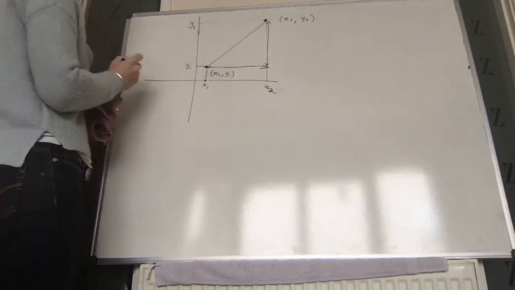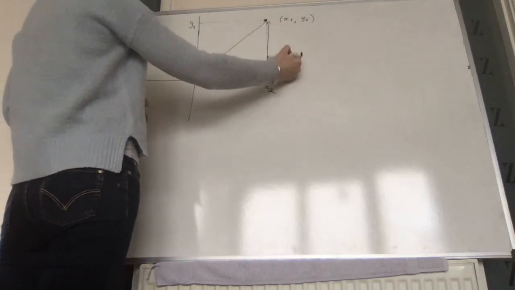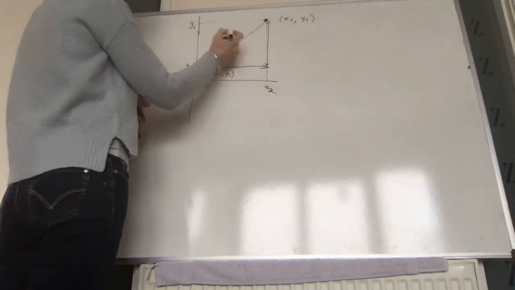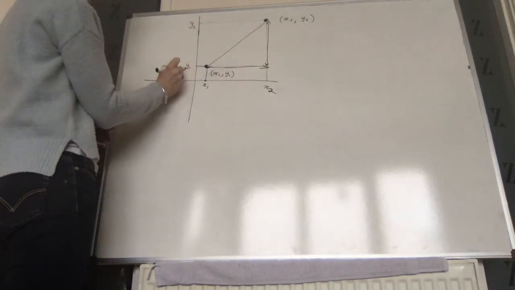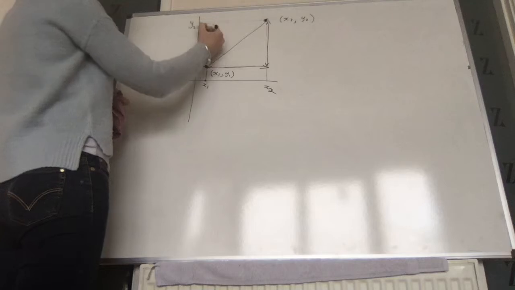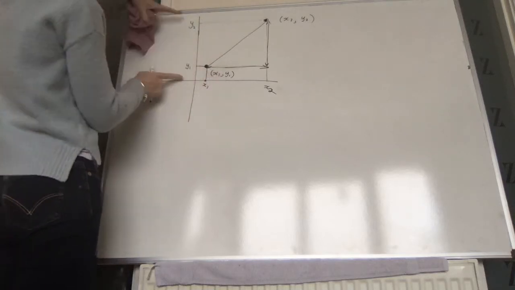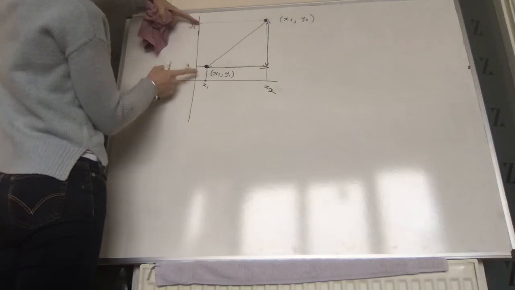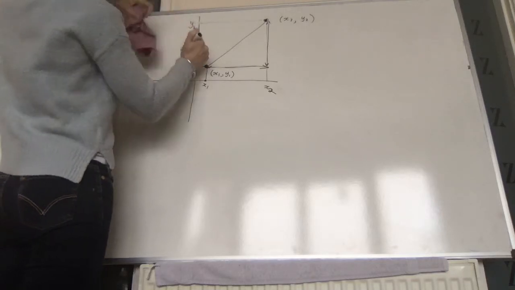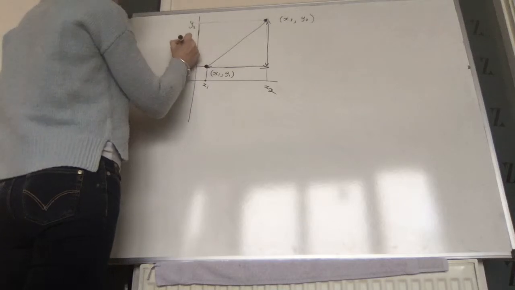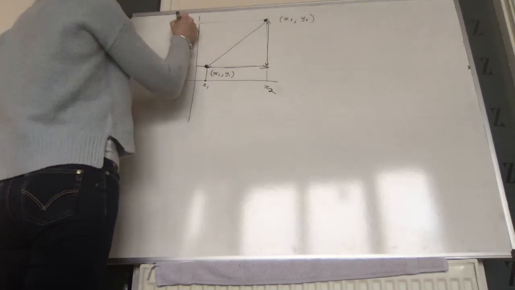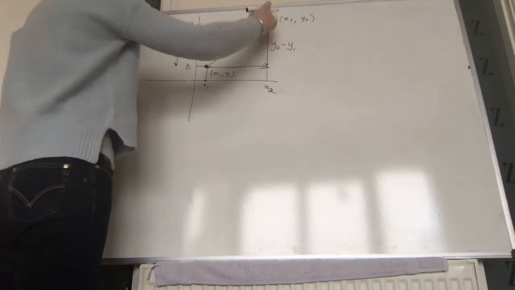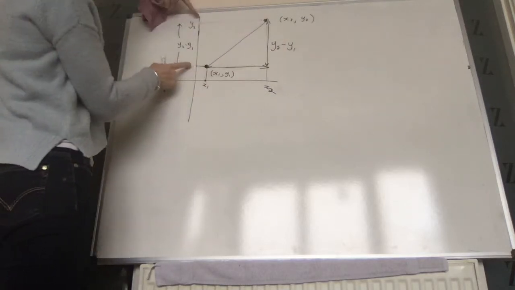Okay? So if we want to know what this length here is, which is known as the rise, hopefully you'll see that it's just the difference between y2 and y1. y2 take away y1, this is y2, this is y1, so this distance here is y2 take away y1. So that's this distance here, y2 minus y1 would be the distance between here and here. So it's that distance, y2 minus y1. That distance is the same as that.